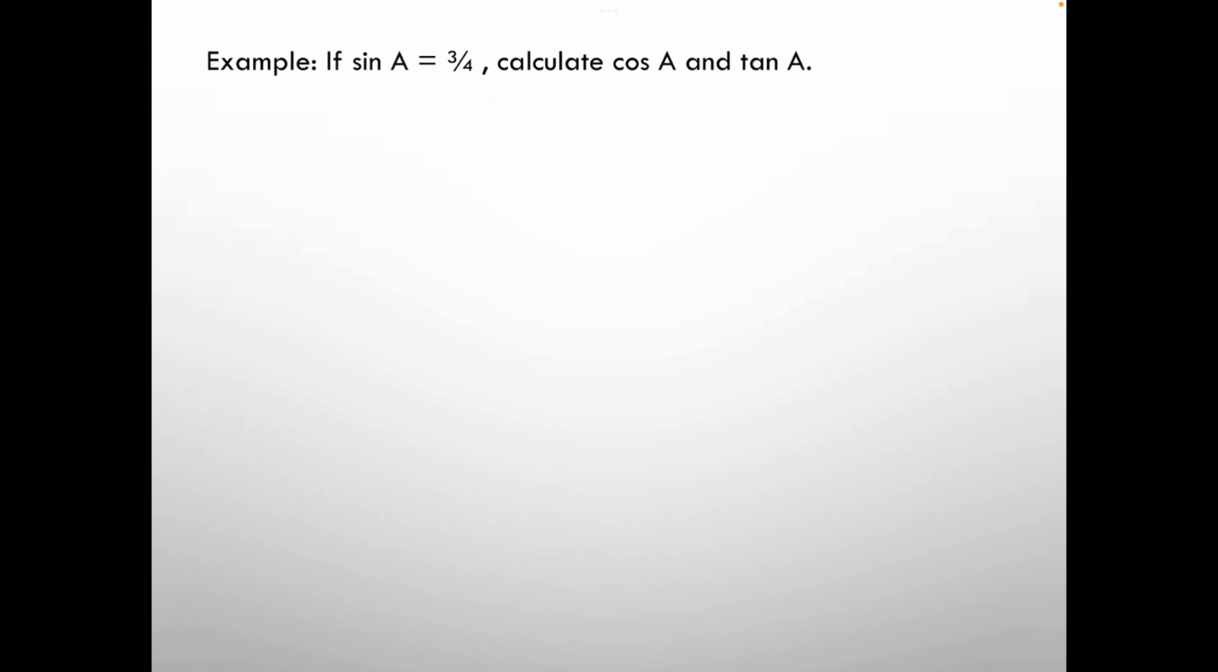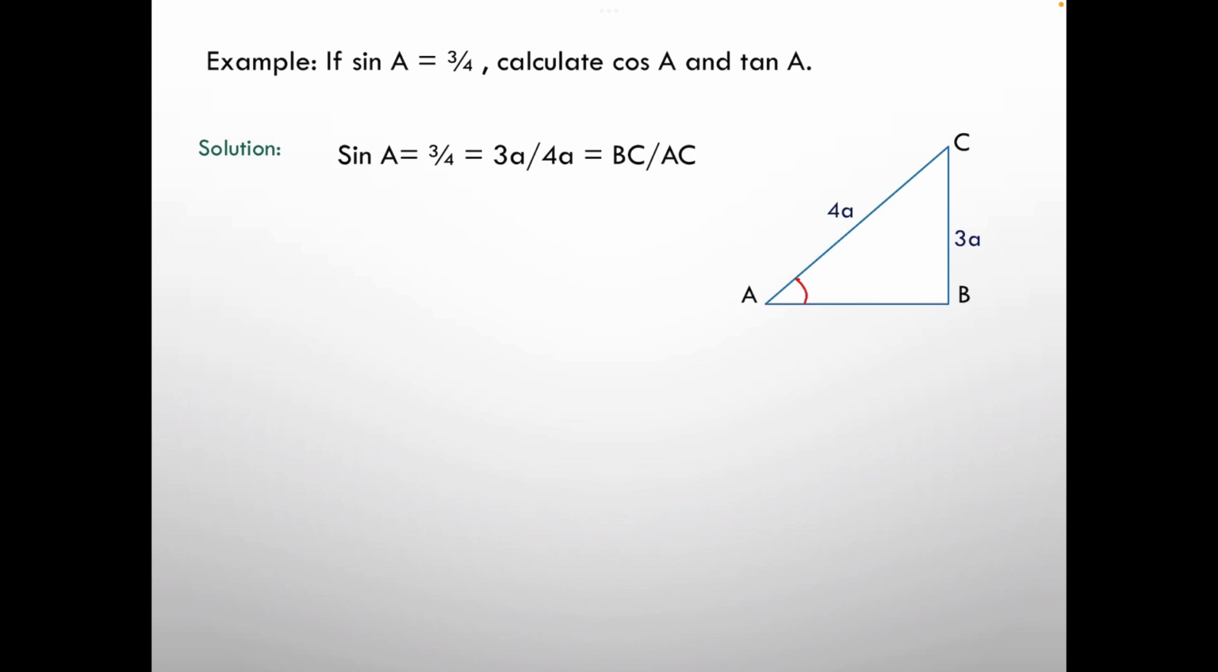Let us draw a right triangle first, say triangle ABC. I am given 3 by 4. So 4 is the hypotenuse, and 3 is the opposite side, which is CB. I am writing 3A and 4A, taking A as some constant. Solution: sine A is equal to 3 by 4, that means 3A by 4A, that means BC by AC.